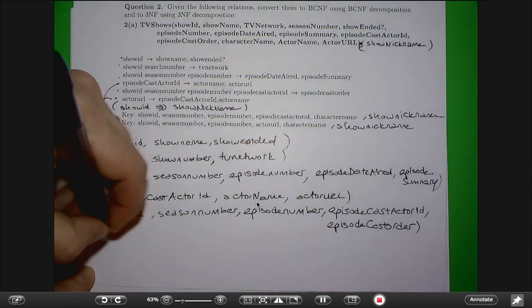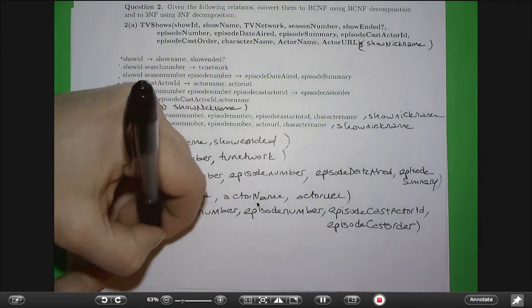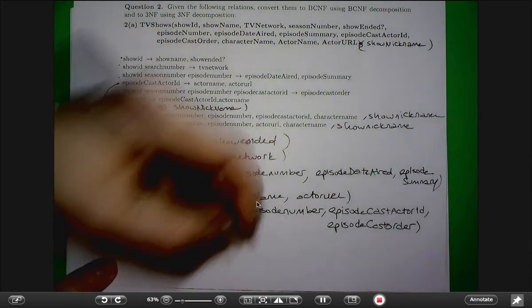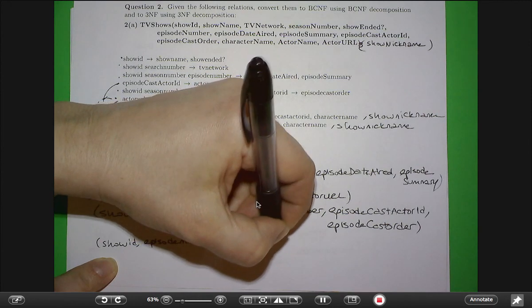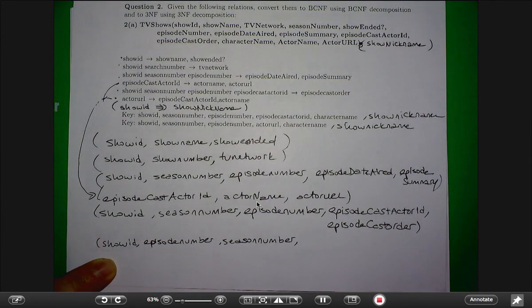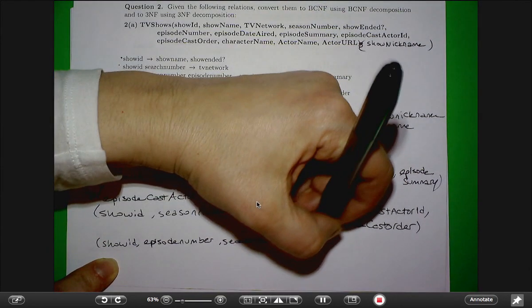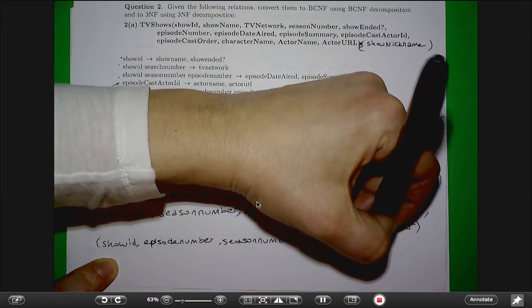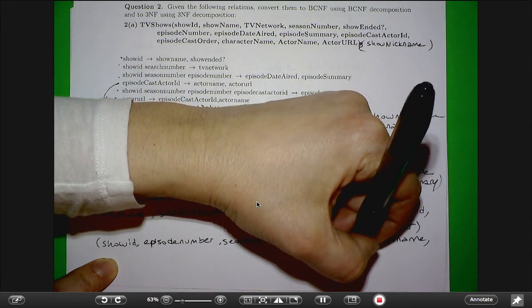So something like show ID, episode number, season number, I'm going to use this one because it's shorter. Actor URL, character name, and show nickname.